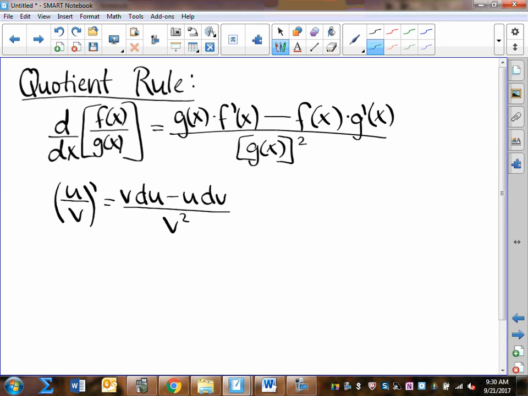Now, if you use different resources or watch different videos, you might hear someone say low d high minus high d low over low squared. What they're saying is low d high means take the derivative of the top, minus high d low, take the derivative of the bottom, over low squared. That's another one that people say.